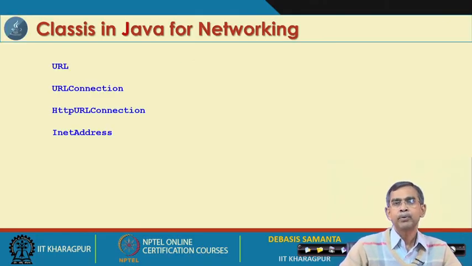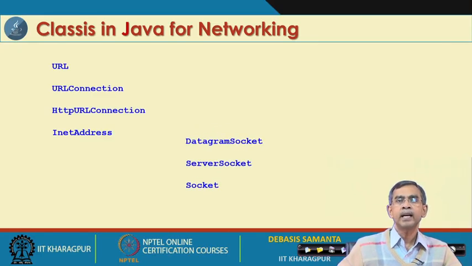Now, there are a few classes related to connections and identifying a connection. We have listed here: URL is a class, URLConnection is another class, HttpURLConnection is another class, and InetAddress is a class. We will quickly go through the different classes, their composition, their utilization, and also illustrations. These are the classes by which connection-related information can be maintained or controlled.